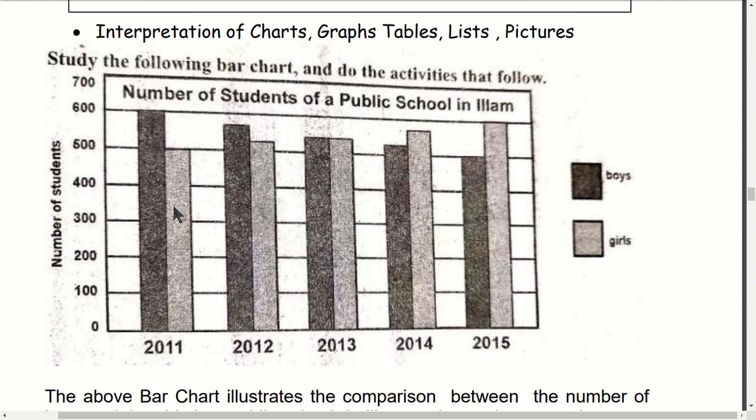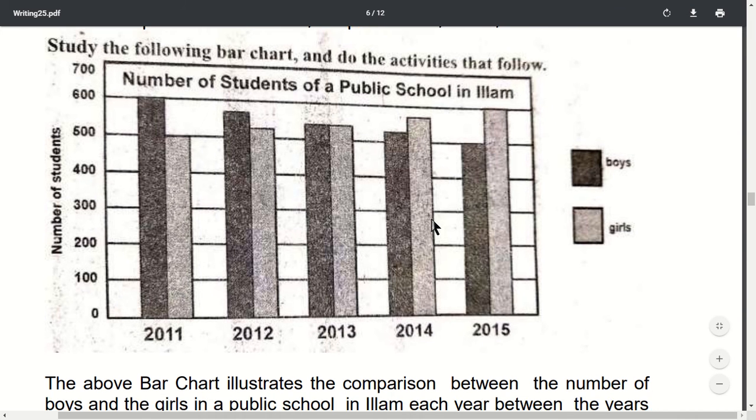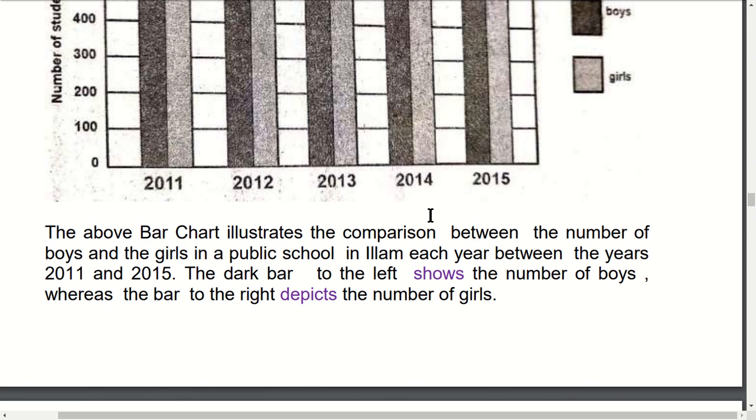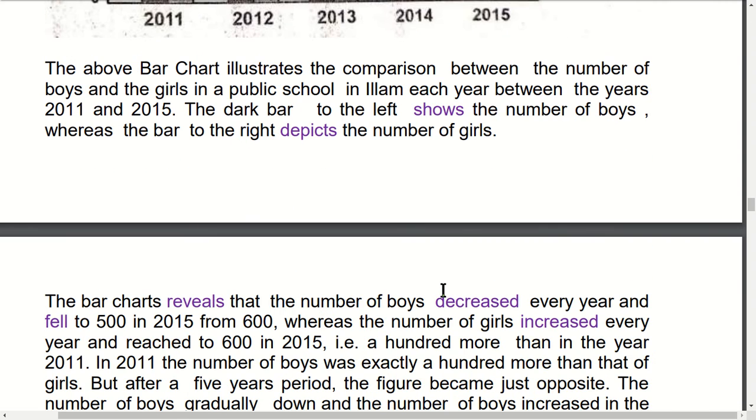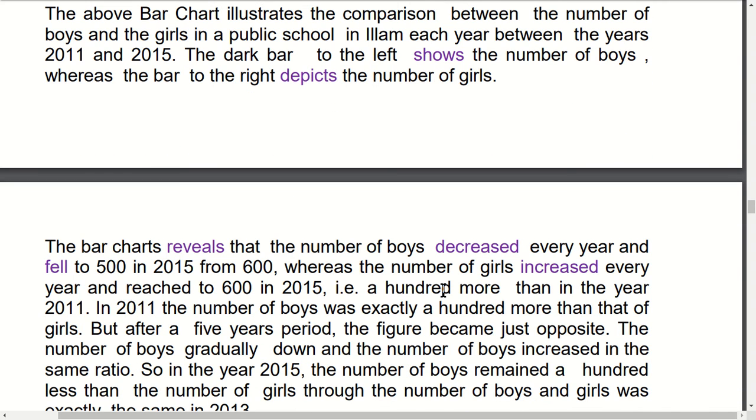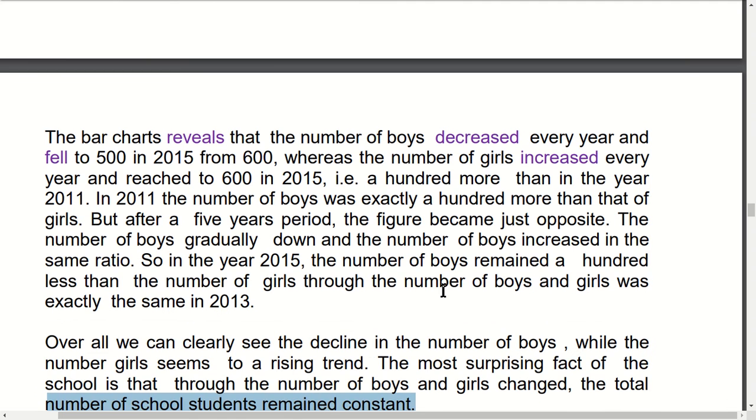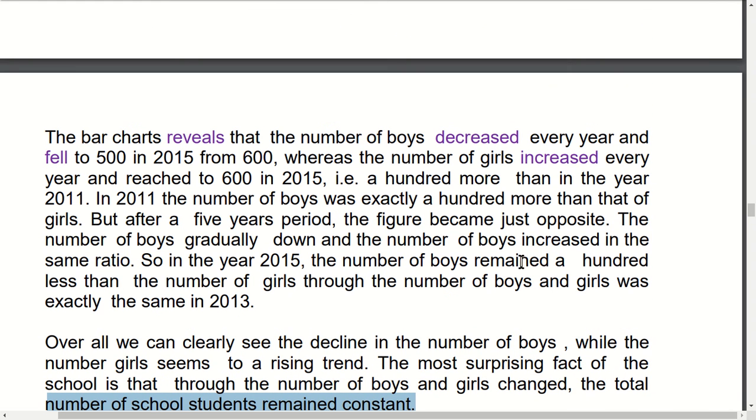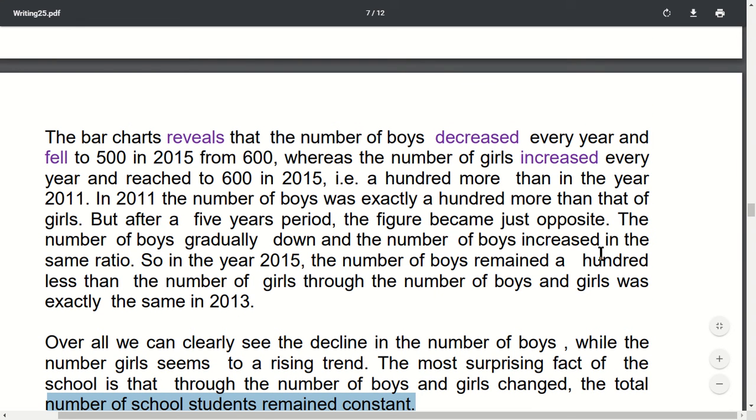This is an example of describing a chart like this bar chart or pie chart. In the examination, this question can also be asked. Then there is "illustrates". The special language should be followed here: the above chart illustrates the number of boys decreasing, the number of girls increasing, "reveals". These are the language structures, language opposition.